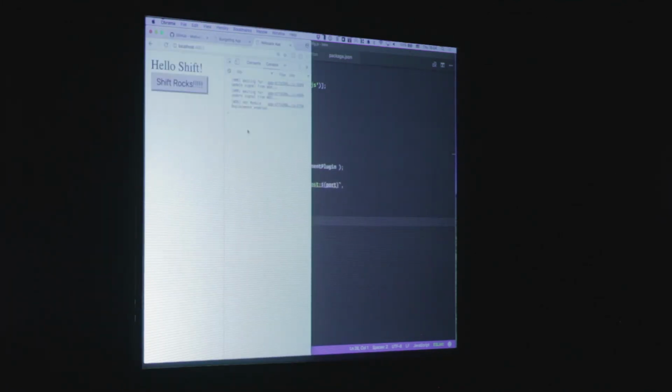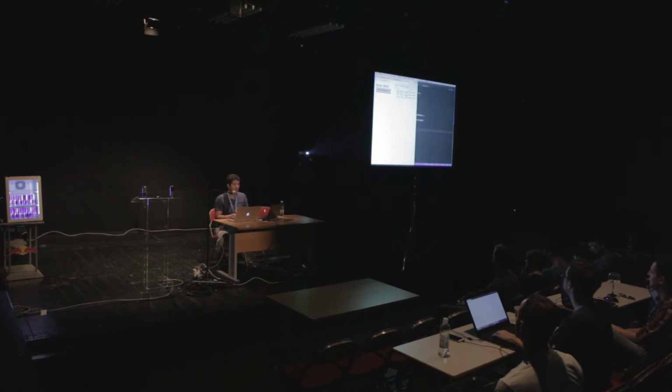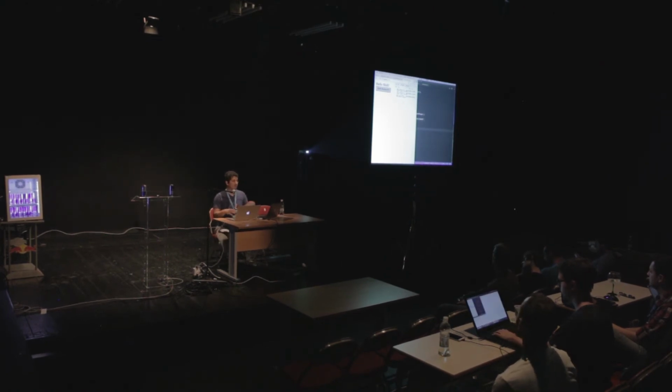Retry. Ah, it works. So we get "waiting for update signal from WDS" and then hot module. What's WDS? Who knows? This is really tricky. Webpack Development Server. And then WDS says hot module replacement is enabled. So I told Webpack, hey, with this little bit of config, enable hot module replacement, but I need to also tell my application how to use it.